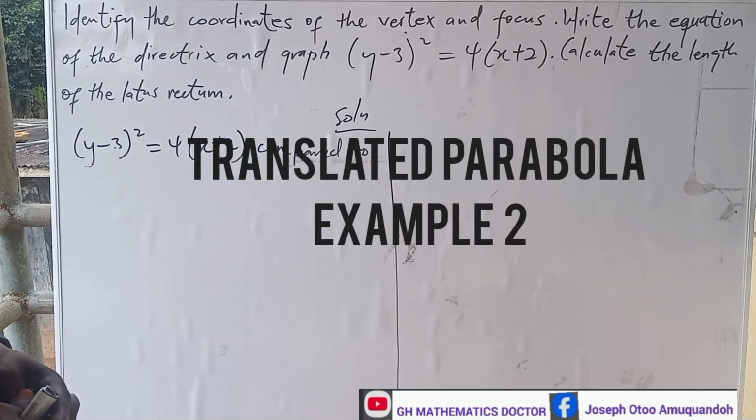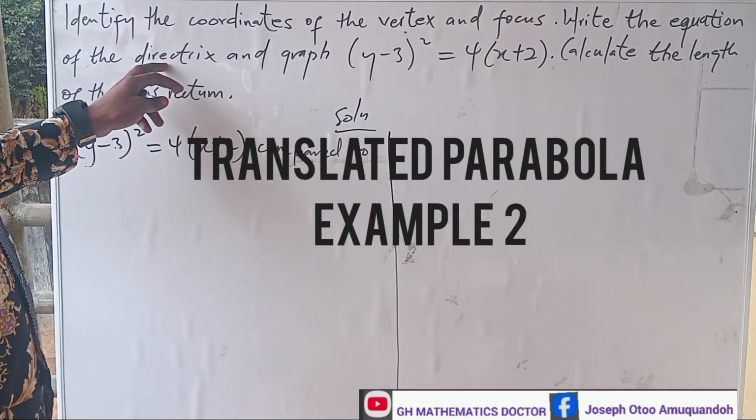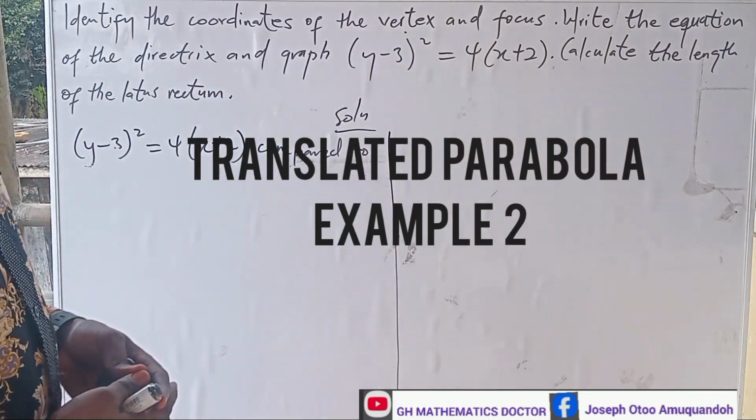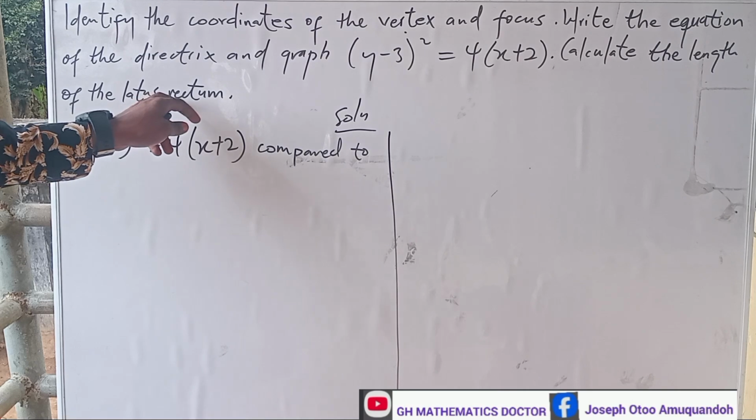We are going to look at the second example on the translated parabola. The question is asking us to find the vertex and the focus, and also find the equation of the directrix. Then we sketch the parabola. When we have done, we need to also find the length of the latus rectum.